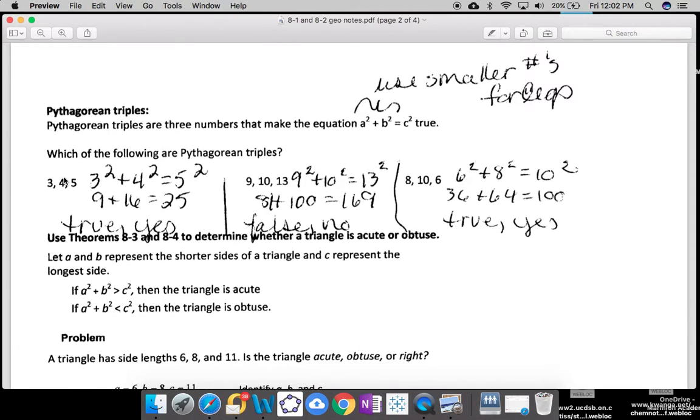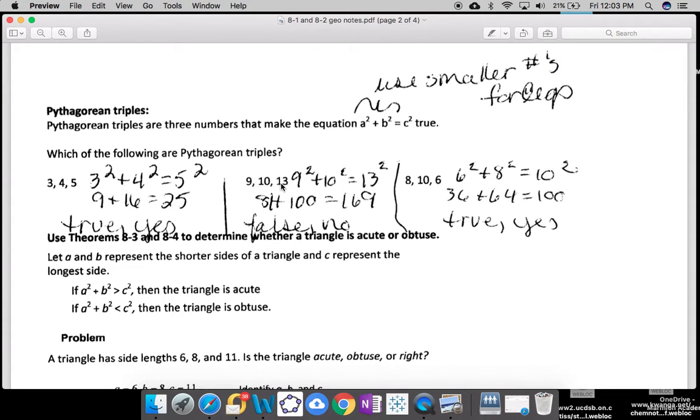So a couple of sample problems here. Are 3, 4, and 5 Pythagorean triples? Well, they are if they make the equation true. We always use the smaller numbers for the legs because they're the smaller measurements for the triangle. 3 squared plus 4 squared equals 5 squared. Is that true? Yes. So we call it a Pythagorean triple.